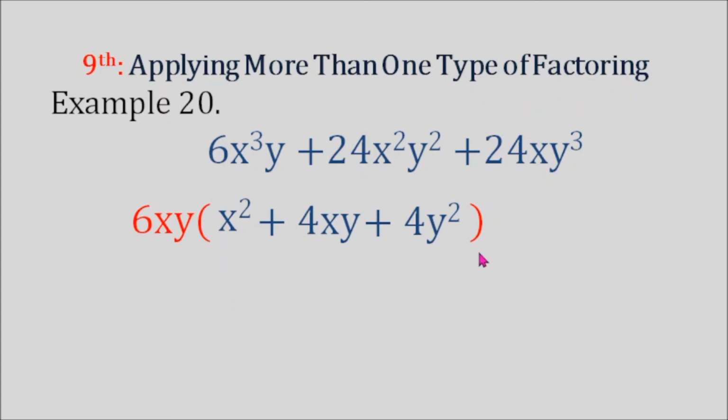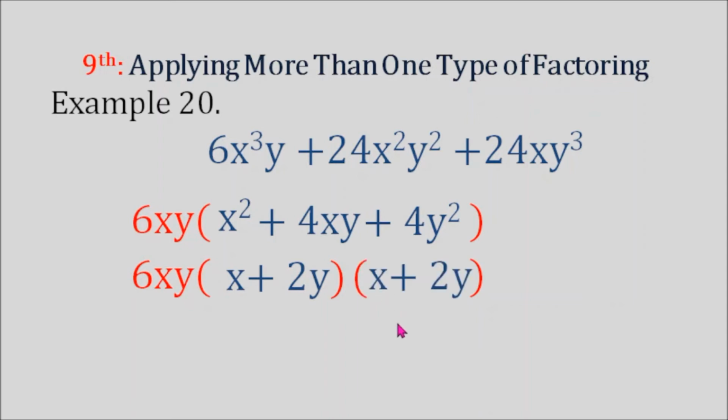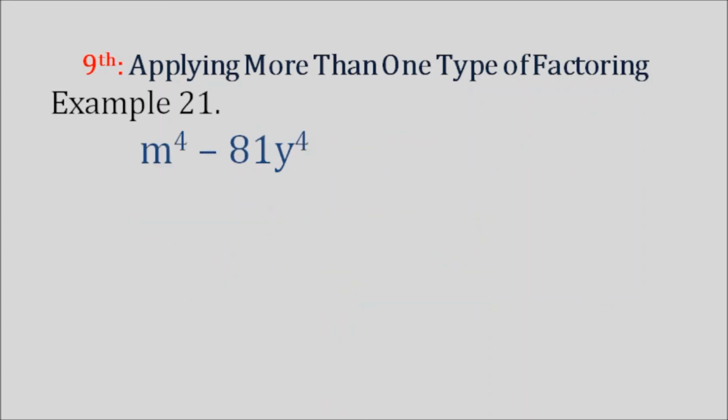We can still factor what we have inside the parentheses. It's a perfect square trinomial. So we will copy down 6xy, and then the factors of x squared plus 4xy plus 4y squared are the quantity x plus 2y times the quantity x plus 2y. So these are the factors. 6xy times the quantity x plus 2y times the quantity x plus 2y.